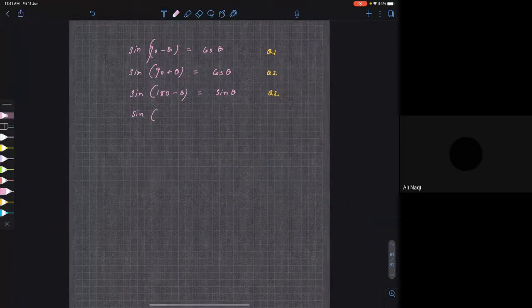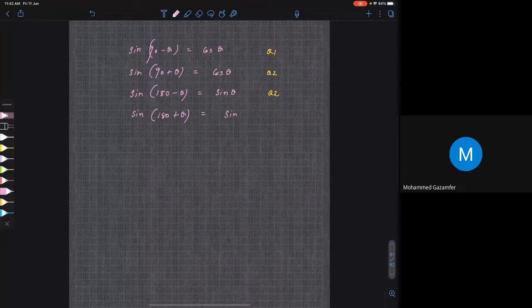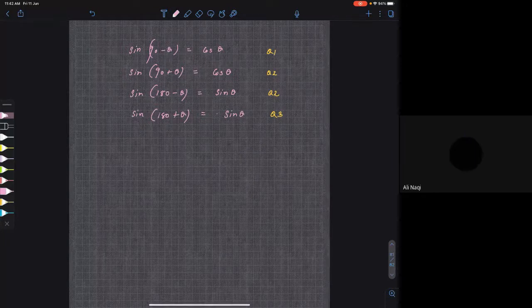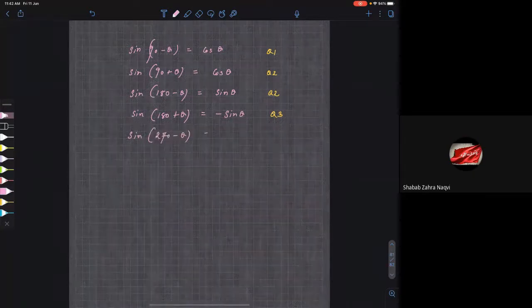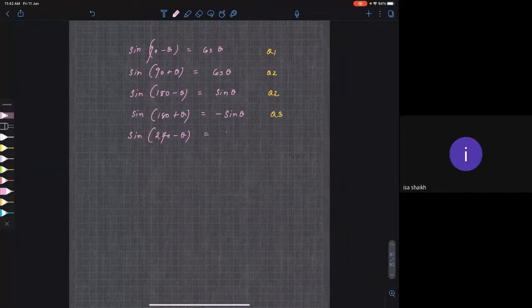Okay, tell me, what is sine of 180 plus theta? So when you have 180, sine will be sine only, but it is in which quadrant? Third quadrant. So shall I write positive or negative? Negative. Okay, fine. Now tell me, what is sine of 270 minus theta? So whenever you have 270, sine will become cos and cos will become sine. So I'll write cos theta. I'll write minus because it is in third quadrant. Now tell me, what is sine of 270 plus theta?